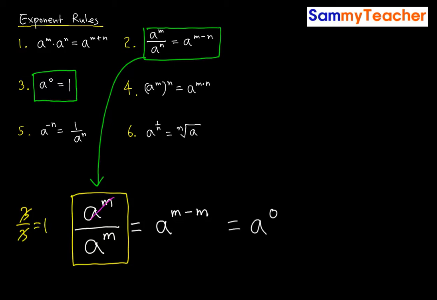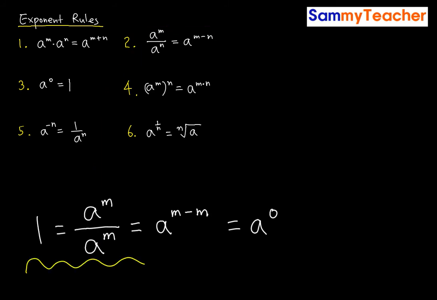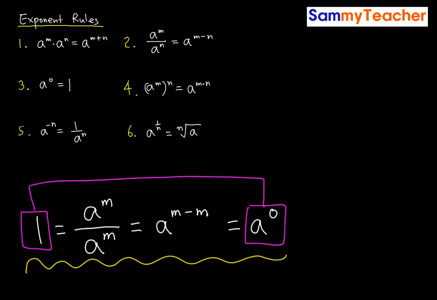Wouldn't these two numbers reduce to 1? Because they're the same thing. So this is the same thing as 1. And since they are all equal to each other, we can safely conclude that a to the 0 power equals 1.